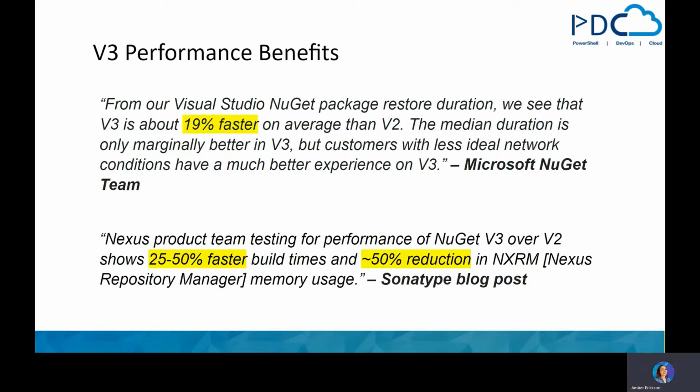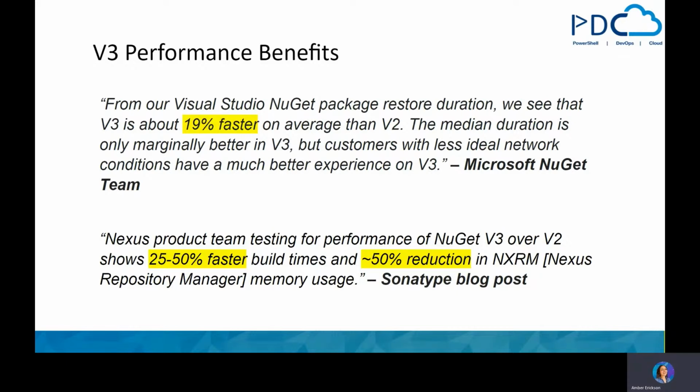And I've highlighted a couple of quotes, the first of which is from the NuGet team itself. And they state that from our Visual Studio NuGet package restore duration, we see that v3 is about 19% faster on average than v2. The median duration is only marginally better in v3, but customers with less ideal network conditions have a much better experience on v3.